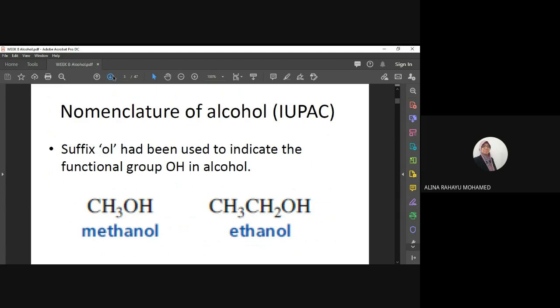Nomenclature of alcohol. According to the IUPAC system, the suffix "ol" is used to indicate the functional group OH in alcohol. Suffix "ol" means that the name ends with "ol". For example, methanol for 1 carbon, ethanol for 2 carbon, propanol for 3 carbon, and butanol for 4 carbon.